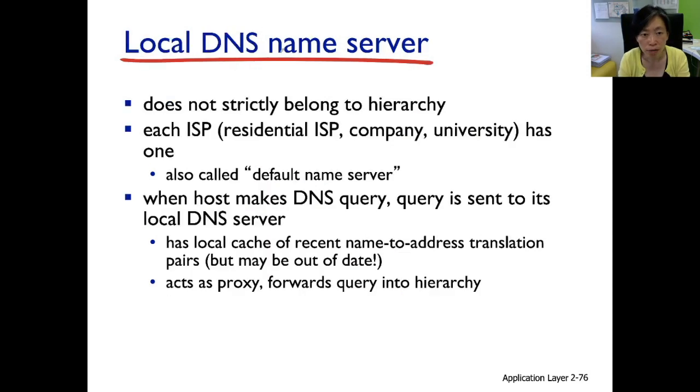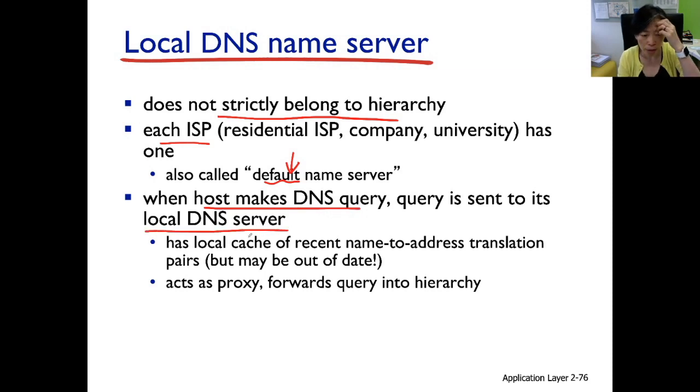Local DNS server, this I tried to introduce earlier. It does not belong to the three-level hierarchy. It's very special. Each ISP or institution network will set up one, and all the clients in the institution or in the ISP will configure themselves to send all the queries to this local DNS server, which is also called the default name server. So when the host makes a DNS query, the query is always sent to the local DNS server.